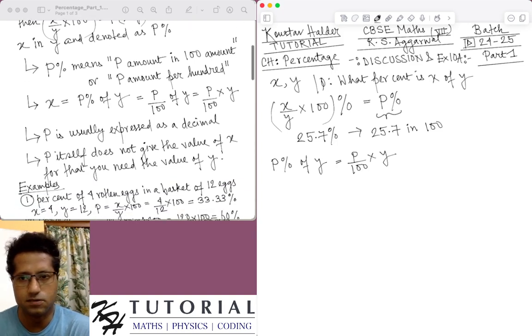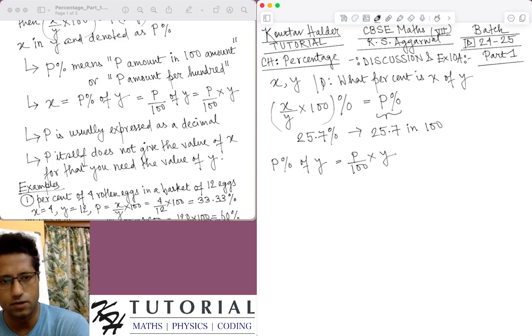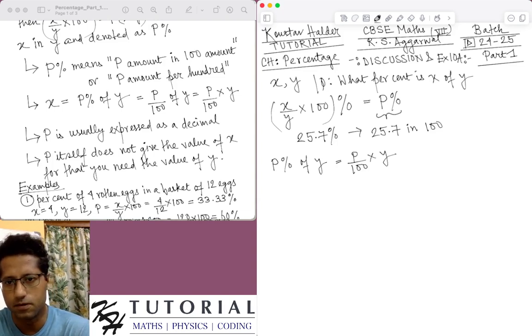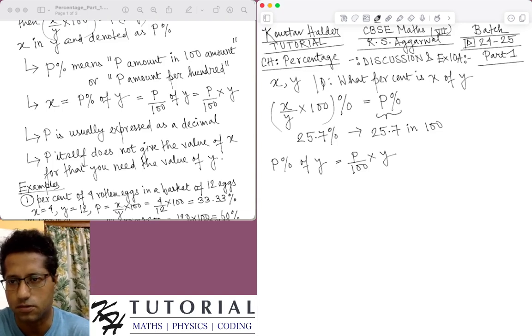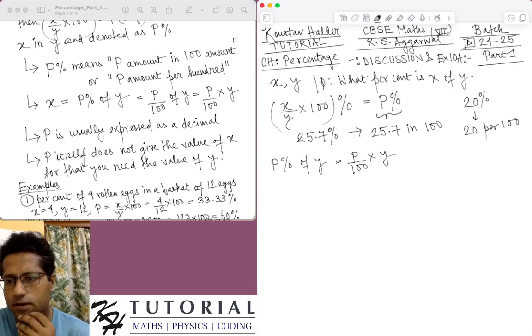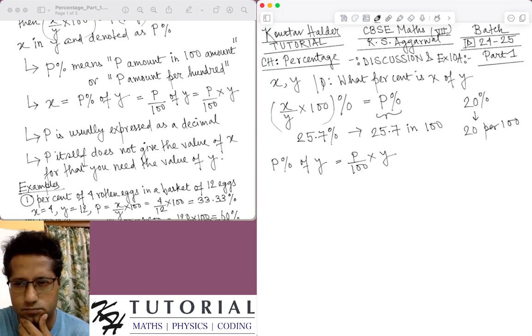Now p is usually expressed as a decimal. So for example, I gave 25.7 percentage. Consider 20%. What does it mean? This means 20 per 100. 20 per 100. So in 100 the amount is 20.